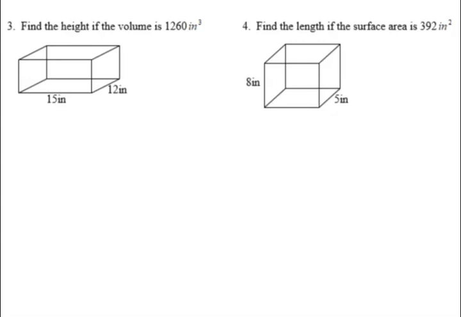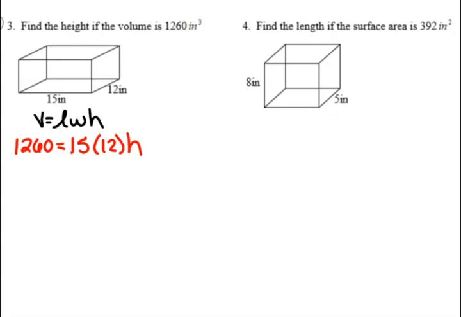So, like we did in our area and perimeter unit, sometimes we use our surface area or our volume formulas and we go backwards to find a missing measurement. So number 3 says to find the height if the volume is 1,260 inches cubed. Notice that on my picture, only length and width are labeled. So if my volume formula is length times width times height, just like we did before, we're going to plug in the values that we know. So my volume is 1,260. My length is 15, my width is 12, and we're missing our height.